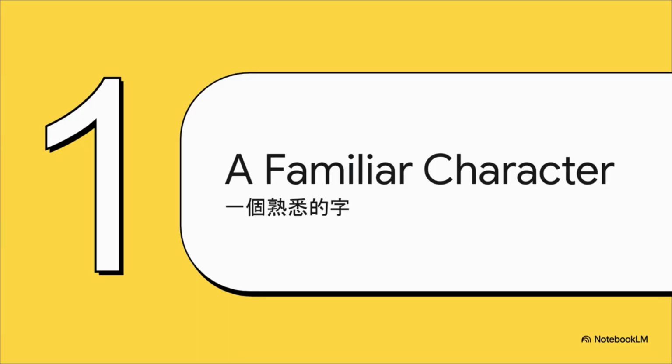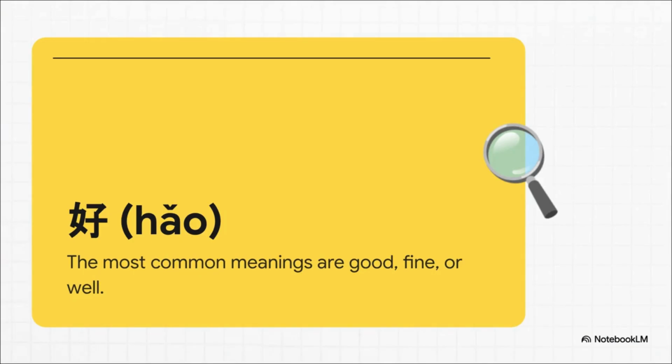All right, first things first. Let's start with what we already know about this super common character before we really dive deep. So on the surface, its definition is pretty straightforward. Hao translates to good, fine, or well. Simple enough, right? You use it to talk about positive things, to agree with someone, or to ask how they're doing. But, and this is the important part, that's really just scratching the surface.